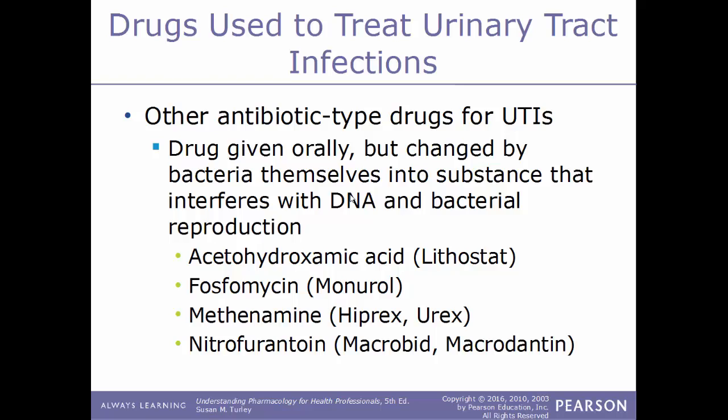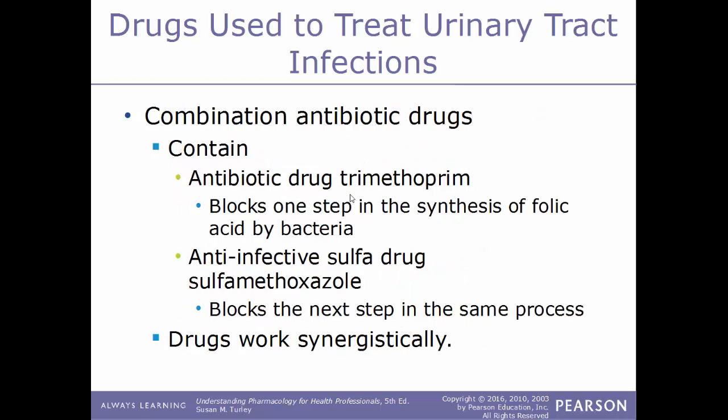And like we saw with the diuretics, it's not uncommon to see a combination of antibiotic drugs used to treat UTIs. These will often contain the antibiotic drug trimethoprim, because this blocks one step of the synthesis of folic acid by the bacteria. It will also include an anti-infective sulfa drug, sulfamethoxazole, and this blocks the next step in the same process. So these two individual components work synergistically to help prevent folic acid synthesis by bacteria.